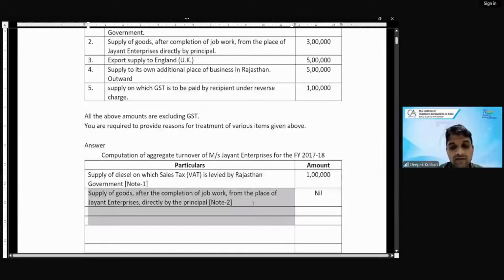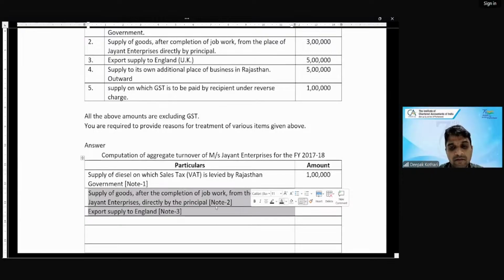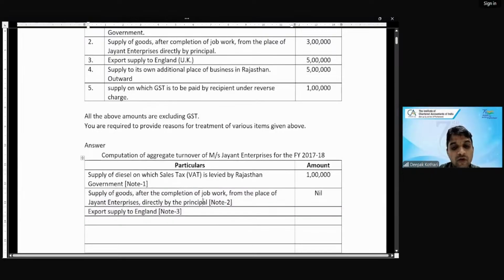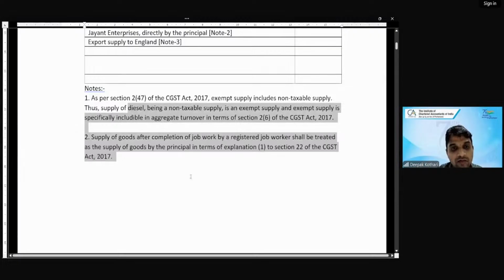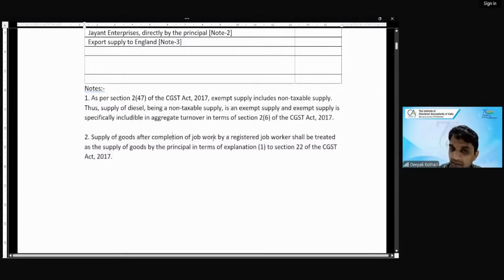Third aspect. So note 2, I have to show you note 2. Supply of goods after completion of job work by a registered job worker shall be treated as supply of goods by the principal in terms of explanation 1 to section 22 of the CGST Act. So for clarity, I am also mentioning the relevant sections.